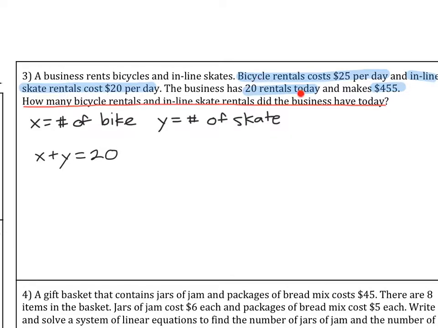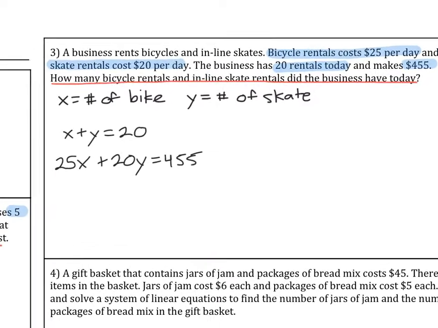Now the other piece of information we have is how much money they made. So they made $455. Some of that came from renting bicycles. So you get $25 for each bike. So that's 25 times X, the number of bikes. Now, some of that $455 also came from the inline skates, which give you $20 per rental. So 20 times Y, which is the number of skate rentals. Now, if you add up the money from bikes and the money from skates, you should get $455. Now, this one we are going to finish solving.